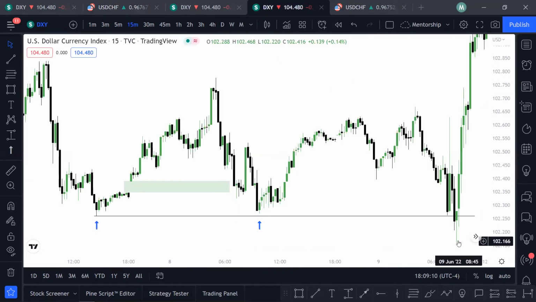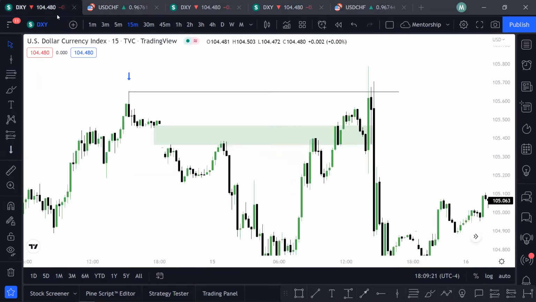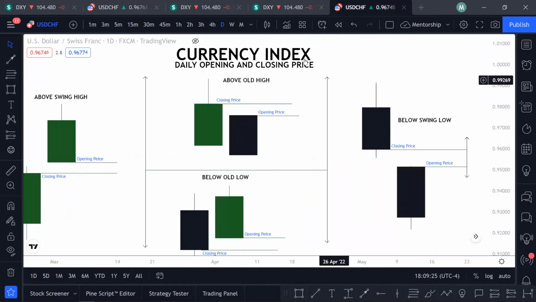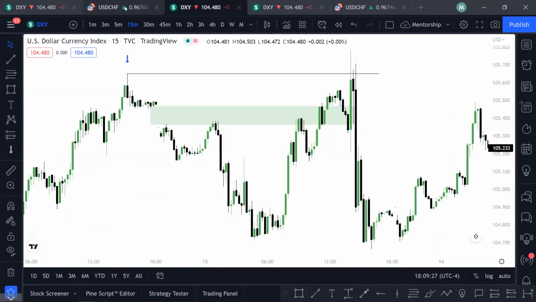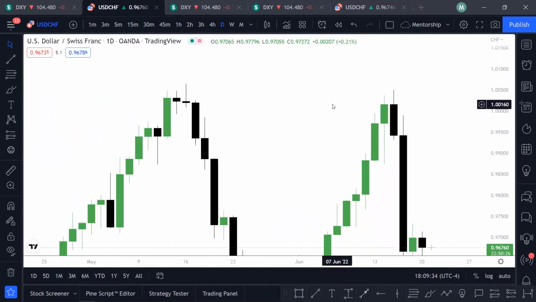Which day? Okay, we are not going to look at the June 9th because it's very far. Let's look at this day, which is very close, the June 15th. June 15th, right here, this candle. It doesn't run above this.